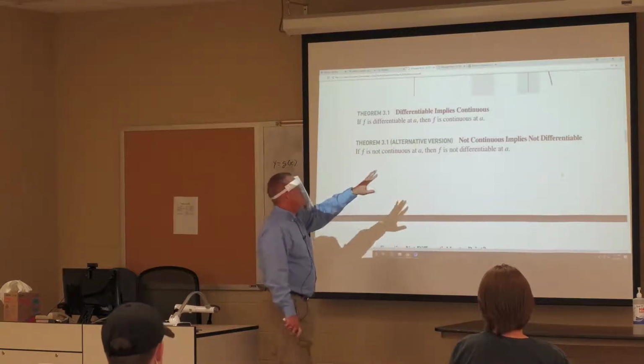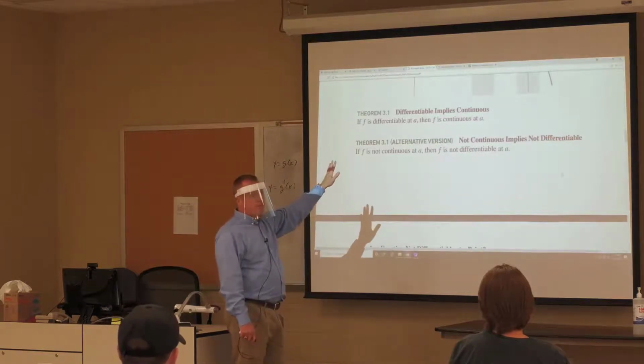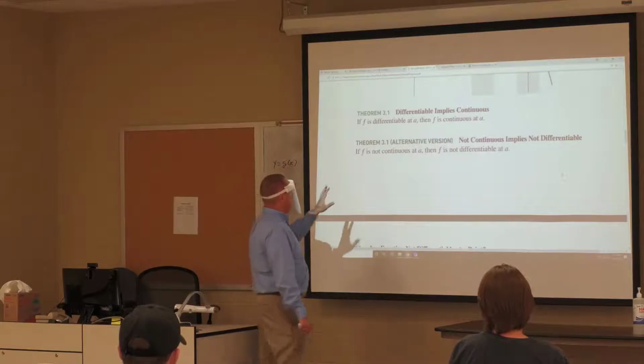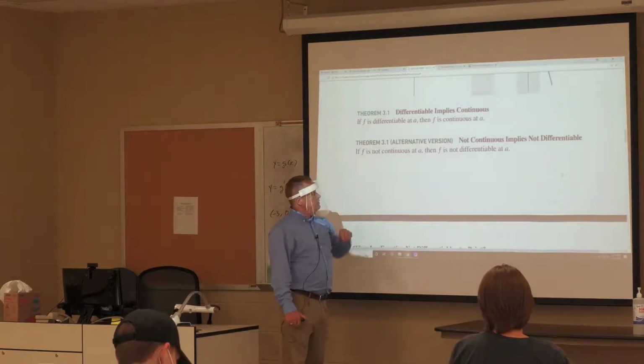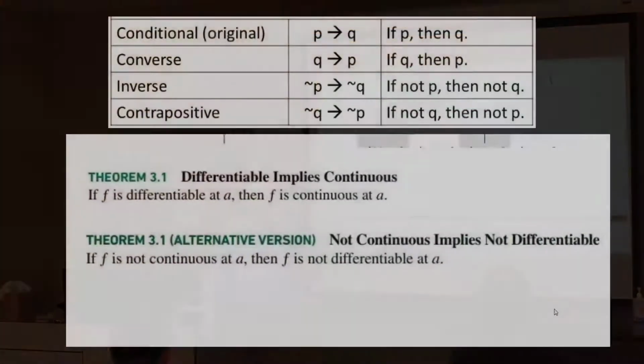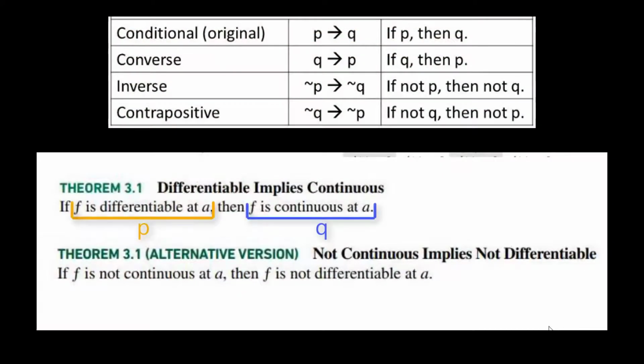But if it is continuous, it is not necessarily differentiable everywhere. We'll see in a minute where it's not. This is an alternate version. This is called a contrapositive, I think. You remember that from high school? You heard that before?